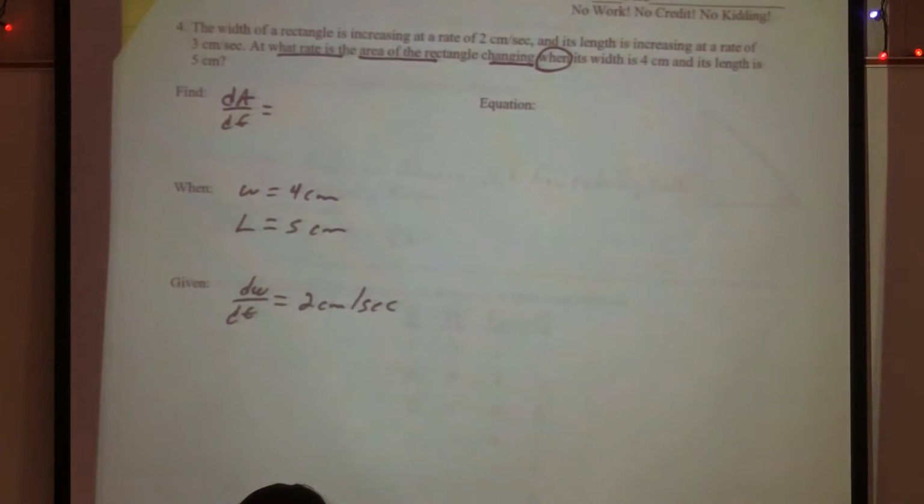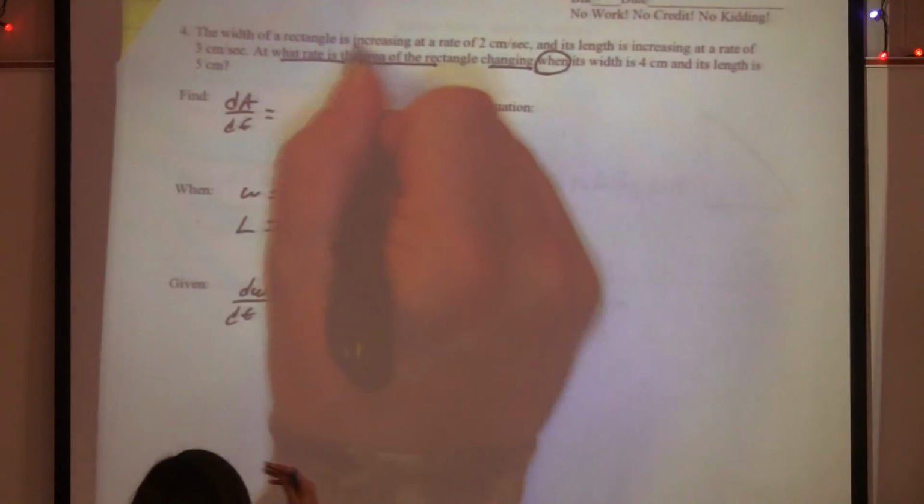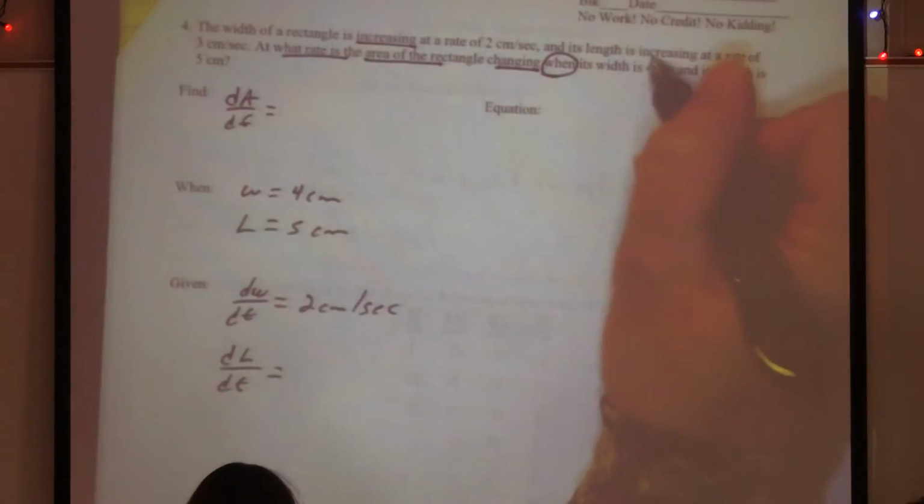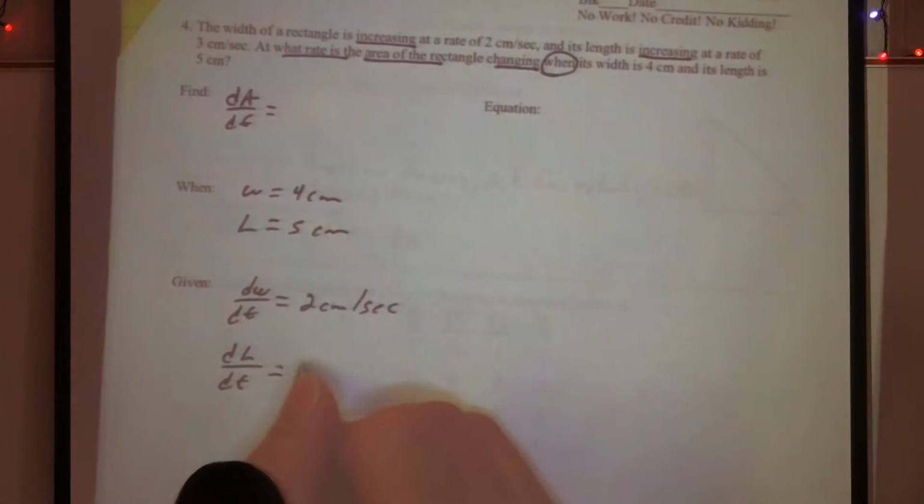Given, what are we given? The rate of what? So the rate of change of the width and the rate of change of the length, right? So we know that dW/dt is equal to what? 2 centimeters per second. Positive? Why? It says increase. How about the rate of change of the length? dL/dt, is that one also increasing? At what rate?